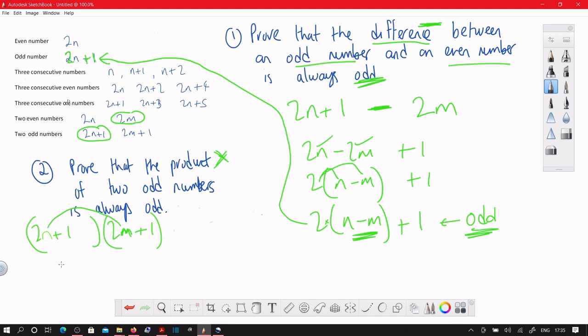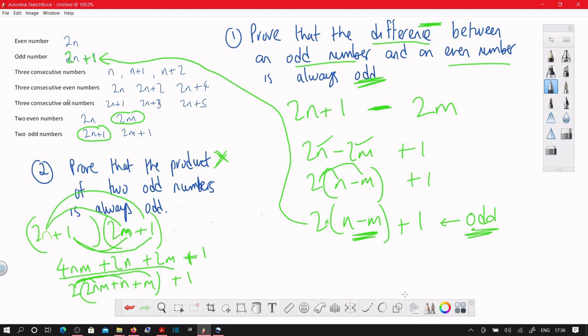2n times 2m is 4nm. 2n times 1 is 2n. 1 times 2m is 2m. 1 times 1 is 1. Now for this bit here, I'm going to factor out the 2. 2 times something to give me 4nm, that's going to be 2nm. 2 times something to give me 2n, that'll be just n. And then 2 times something to give me 2m, that'll just be m. Don't forget the plus 1 at the end.